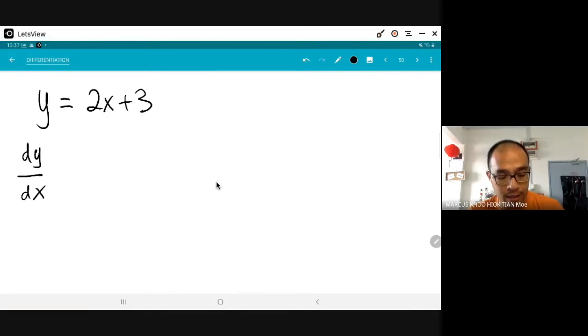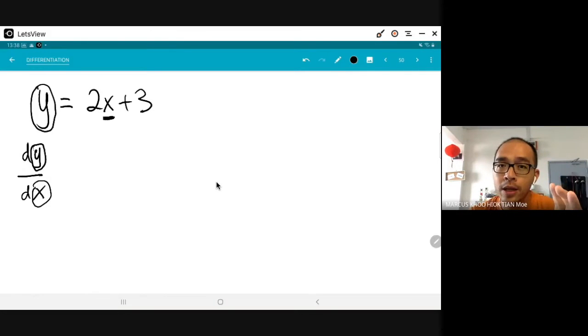Okay, why is it dy dx? Because your equation begins with y, and in the equation the letter whose power you want to change is x. So the letter on top represents the equation that you want to differentiate, and the letter at the bottom represents the letter that you want to change the power of.